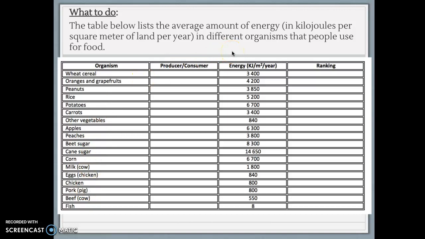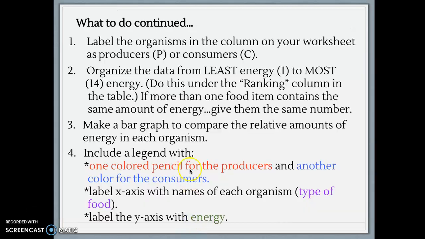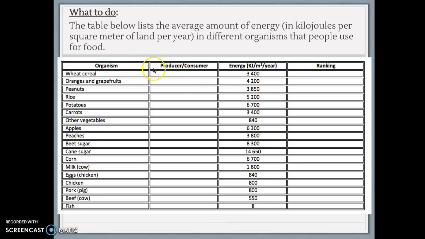And so what we want you to do is a couple things. Number one, if we go to the next slide here, we want you in that data table to label the organisms either as a producer or a consumer. So you can just put a P if it's a producer here, or a C if it's a consumer.